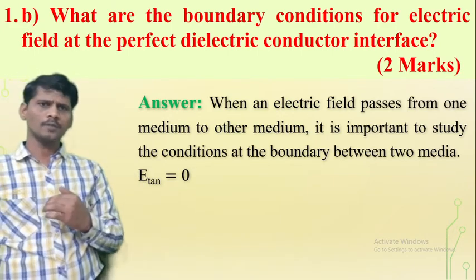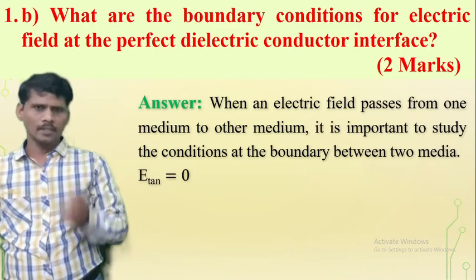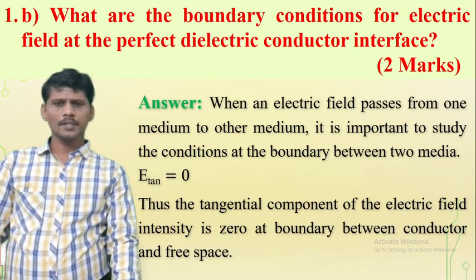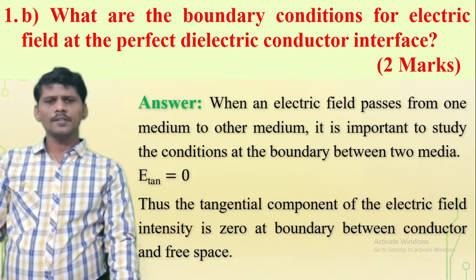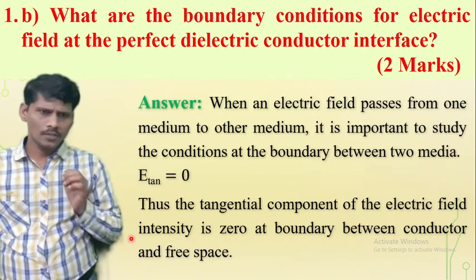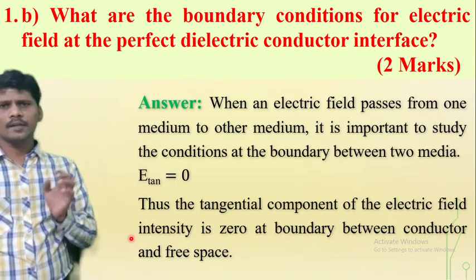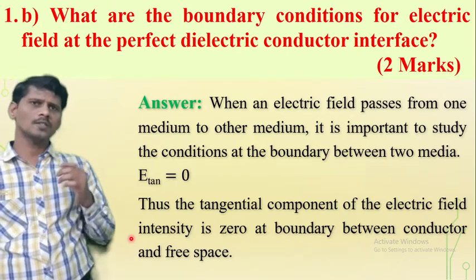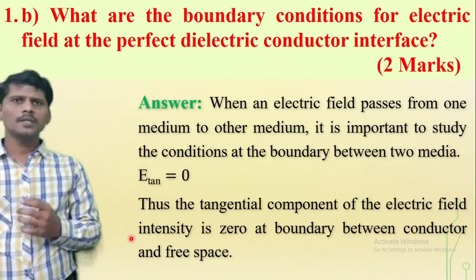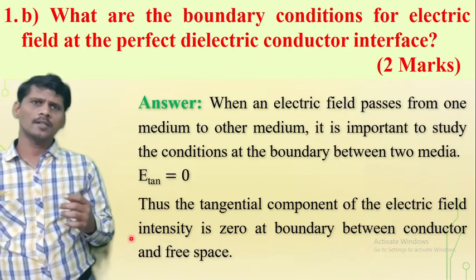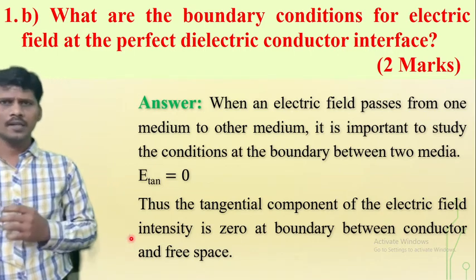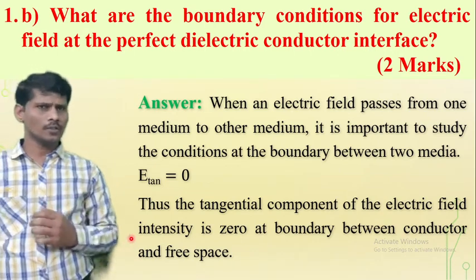Boundary conditions for the electric field at the perfect dielectric conductor interface: the tangential component of the electric field intensity is 0. That means the tangential component of the electric field intensity is 0 at the boundary between conductor and free space. Free space is nothing but dielectric. So the boundary between conductor and free space is also called the boundary between conductor and dielectric, where the tangential component value is 0.